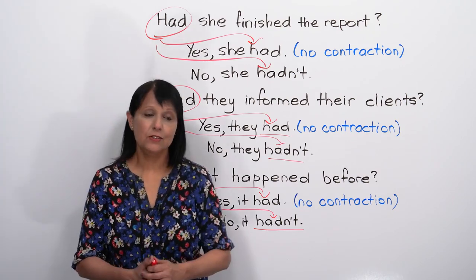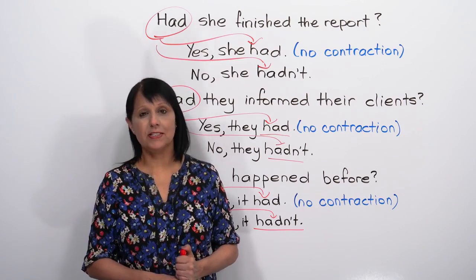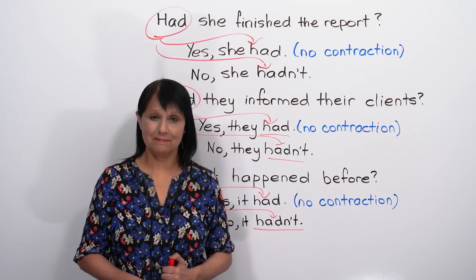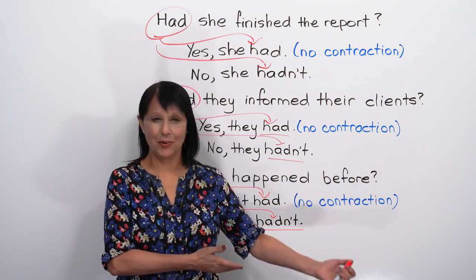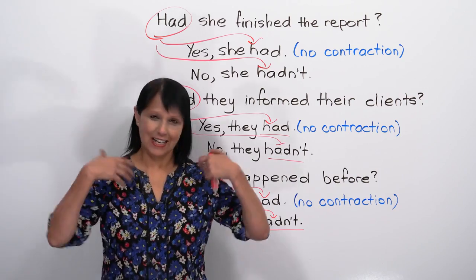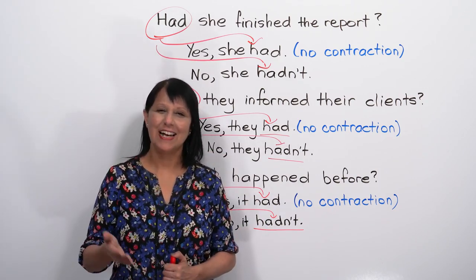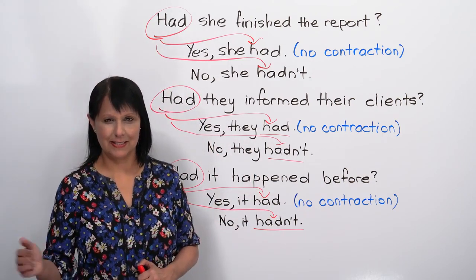Okay. So suppose I ask you, before you watched this lesson, had you understood the past perfect tense? You could either say, yes, I had, because maybe you've already studied this tense before and you're reviewing, or you could say, no, I hadn't. And that's how we give the short answers in this tense.